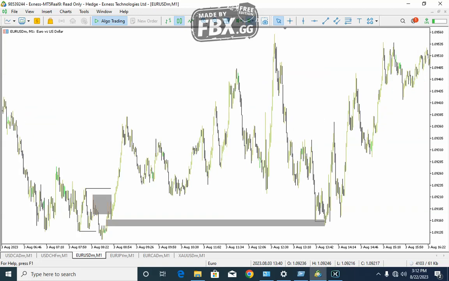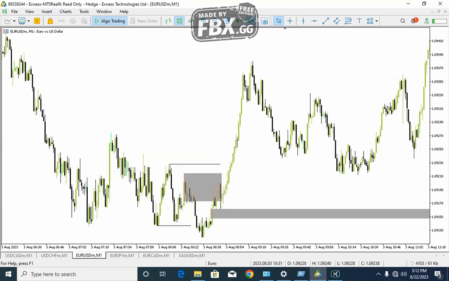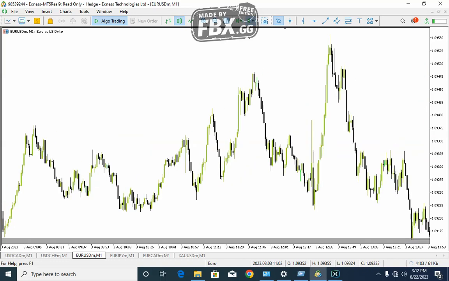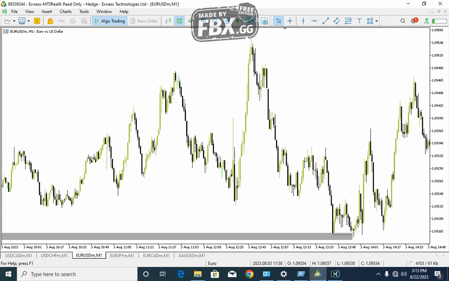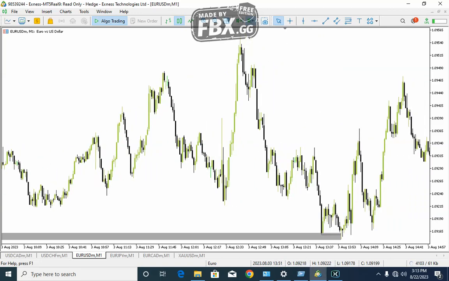The next thing you want to do is check and see that reaction, and that reaction is a break of structure to the upside. You can see I've already marked it out. The market came here and cleared out this particular low. After clearing out that low, the market quickly broke structure to the upside right there.